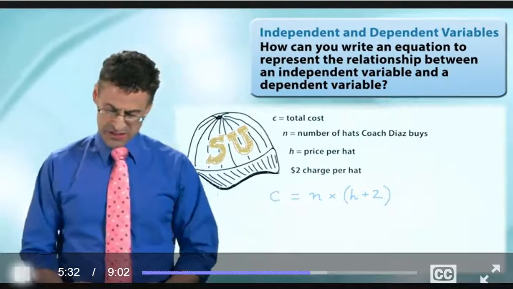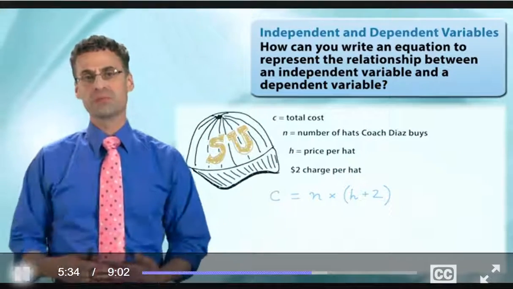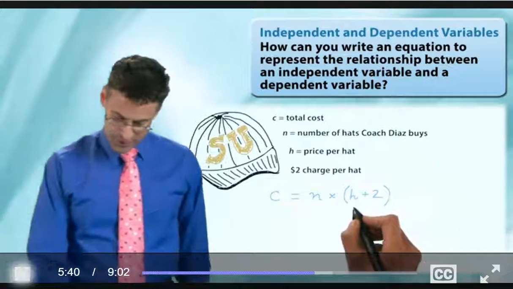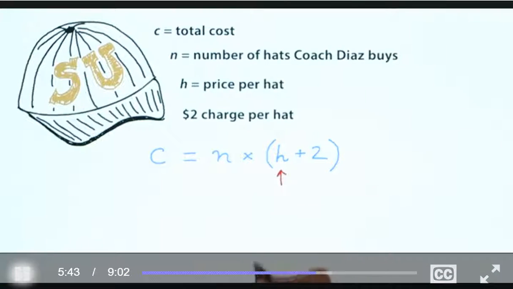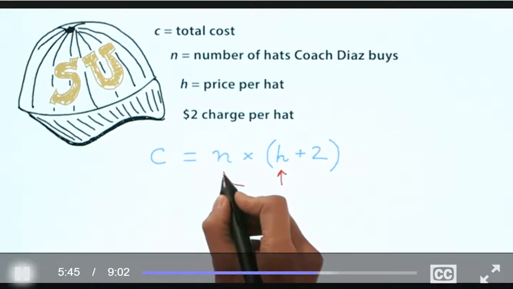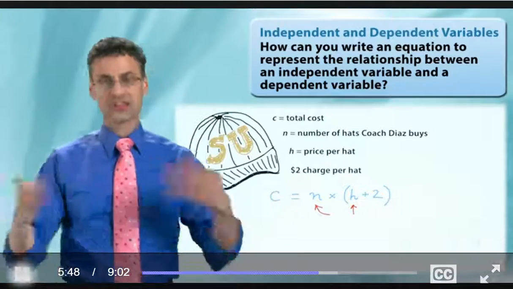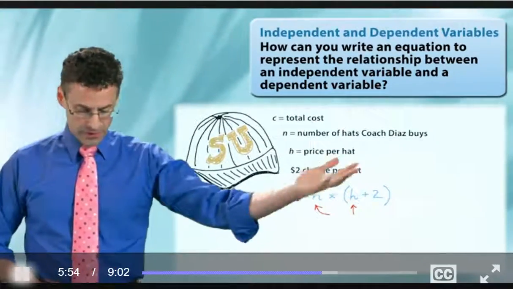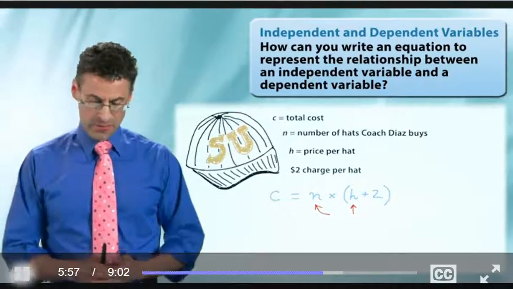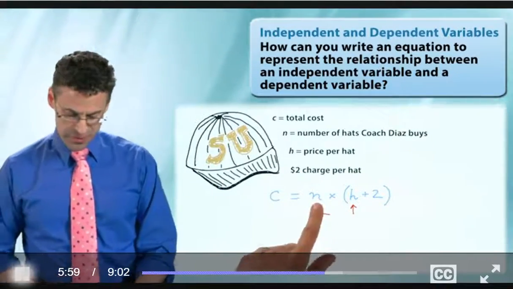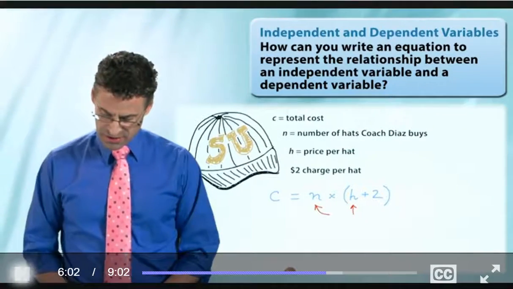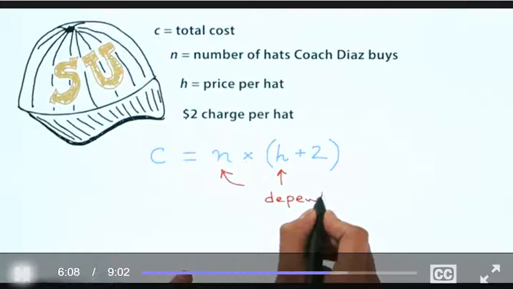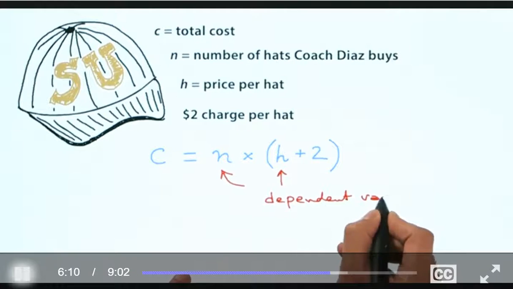Now, in this case, we can look at this and ask, what are the independent and what are the dependent variables? Well, the independent variables, actually, are going to be the price and the number. Those are just things that are given to us by the external world. The store tells us the price, and the number of students that show up that want to buy a hat, that will determine the number. So the number of hats and the price are examples of dependent variables.